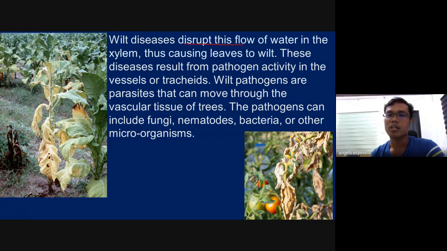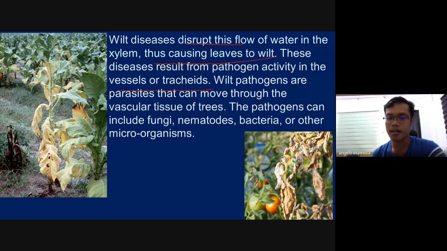Okay, these diseases result from pathogen activity in the vessels or tracheids. Wilt pathogens are parasites that can move through the vascular tissue of trees. The pathogens can include fungi, nematodes, bacteria, or other microorganisms. So that is what we call wilt disease. You should be familiar with this, because this one might come out sa board exam. So the correct answer for that is leaf spot.